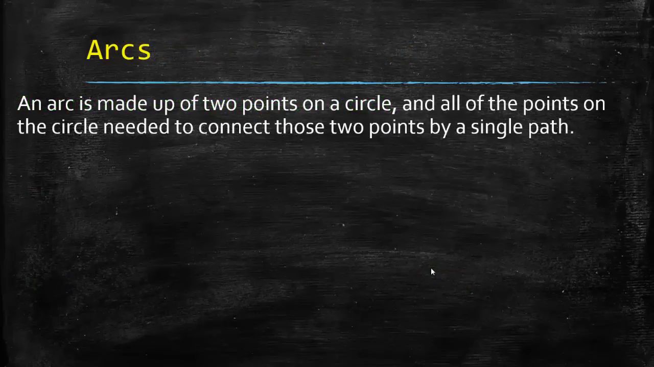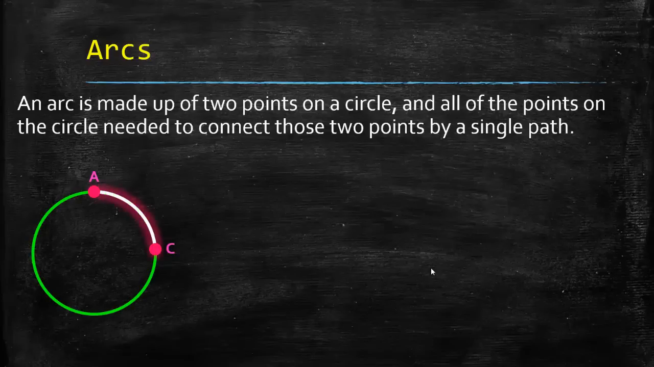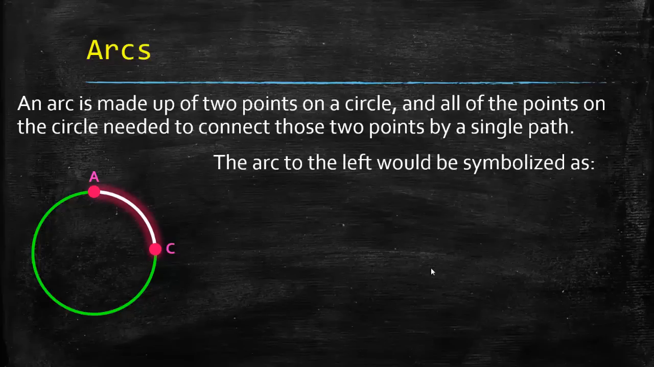Which is different from an arc, even though it sounds kind of the same. An arc is made up of 2 points on a circle, and here's where it differs: all of the points on the circle needed to connect those 2 points by a single path. So you're basically following the curve, or the arc, of the circle. So let's say we have our circle here and we have points A and C. This here would be the arc that connects A and C, and we would symbolize it as arc AC. So similar to a segment, this is just an arc over the 2 points that make up the arc. Okay?